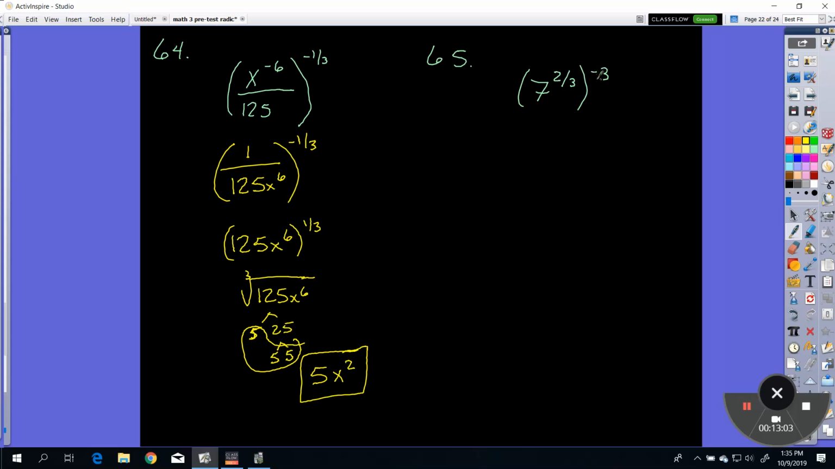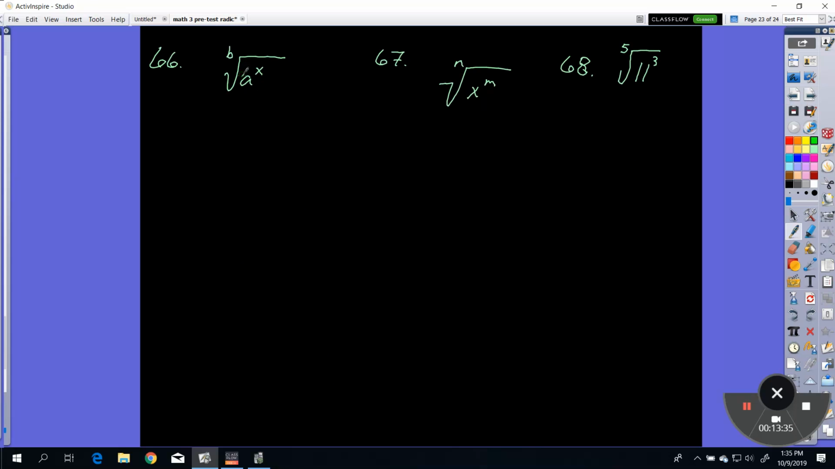On 65, I have a power to a power, so I'm going to multiply those first. So 2/3 times negative 3, 1. So that's a multiply. So I can cross cancel those 3's. So 2 times negative 1 is negative 2. So I have 7 to the negative 2. The negative exponent moves it to the bottom, so that's 1 over 7 squared, which is 1 over 49. Because 7 times 7 is 49.